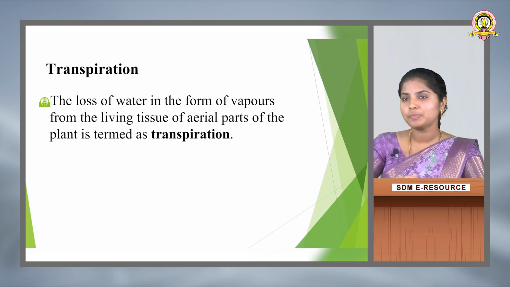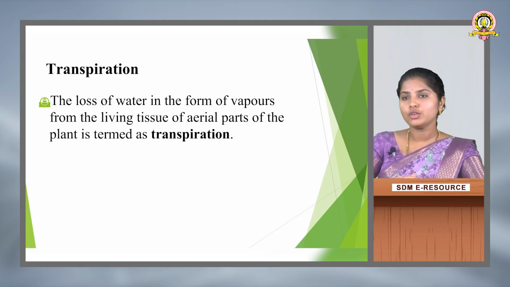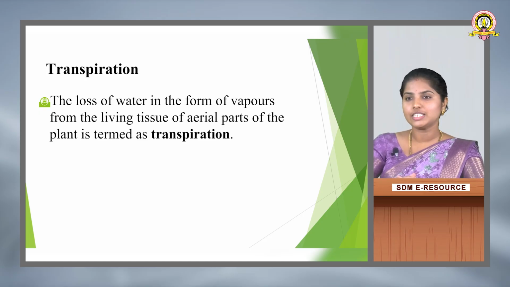What is transpiration? The loss of water in the form of vapors from the living tissues of aerial parts of the plant is termed transpiration. Although plants absorb a large amount of water from the soil, only a small amount of it is utilized by the plant, and nearly 95% of absorbed water goes out through transpiration.